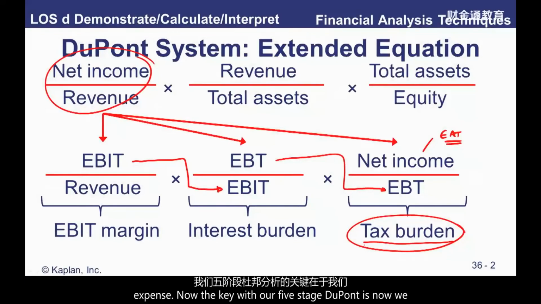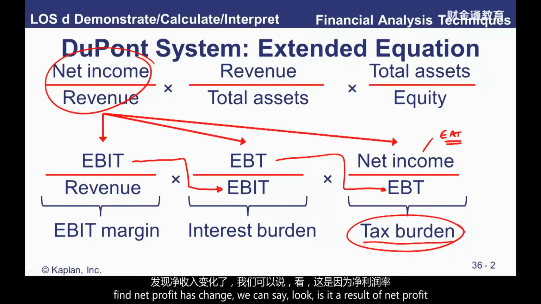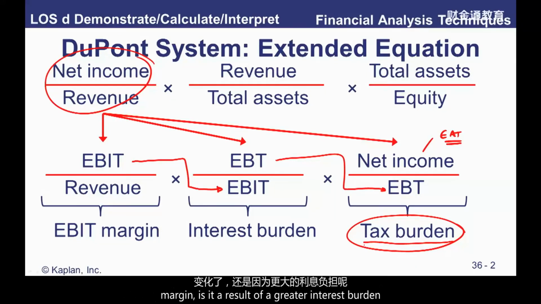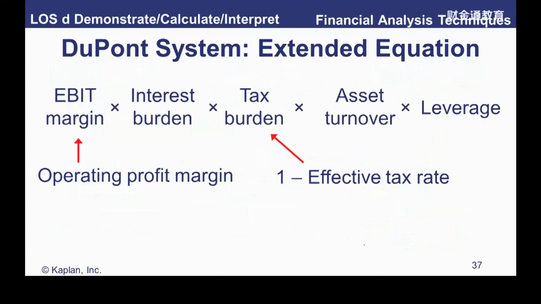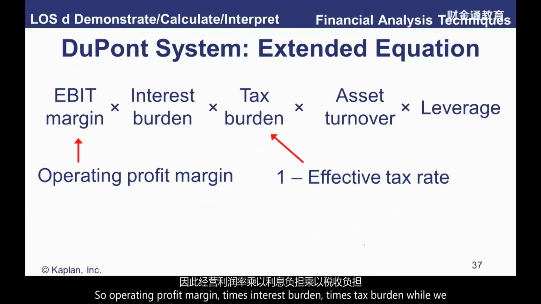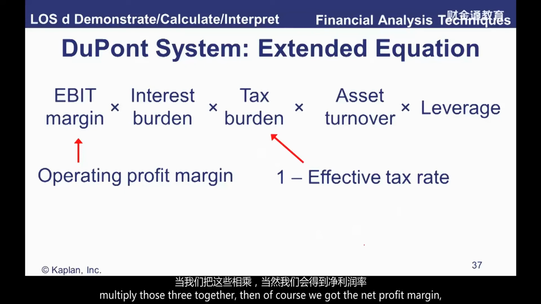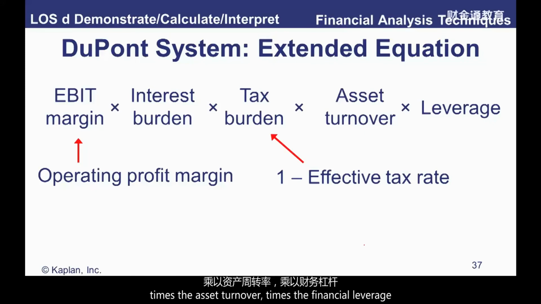Now the key with our 5-stage DuPont is now if our net profit margin has changed, we can say, well look, is it as a result of operating margins? Is it a result of a greater interest burden, which of course should be linked to financial leverage, or is it because we're paying more or less tax on a relative basis? So operating profit margin times interest burden times tax burden. Well, if we multiply those 3 together, then of course we've got the net profit margin times the asset turnover times the financial leverage multiplier.